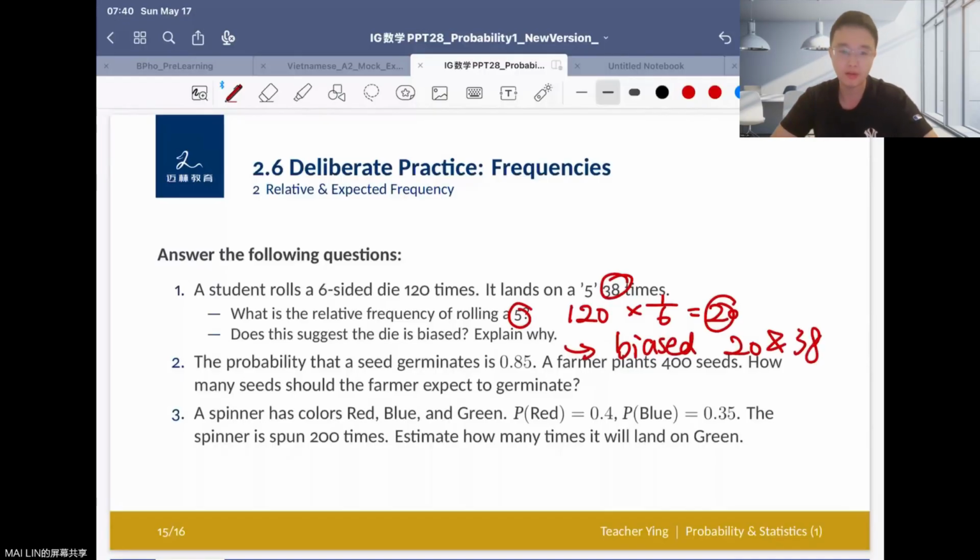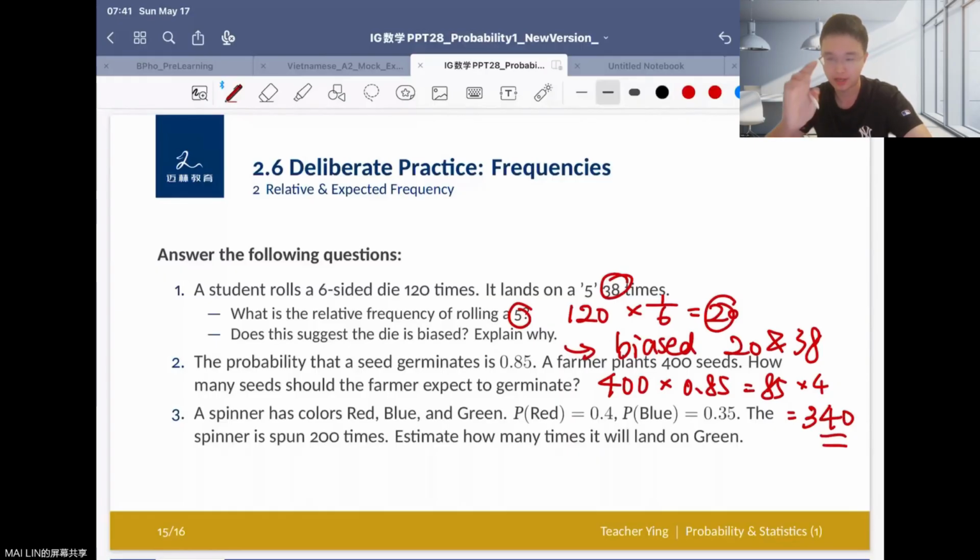For the second problem, the probability that a seed grows is 0.85, and the farmer plants 400 seeds. How many seeds should the farmer expect to grow? That is 400, the total number of events, times the probability 0.85. So 85 times 4 equals 340. This value is the expected number of seeds that grow for the farmer. That is the second problem.